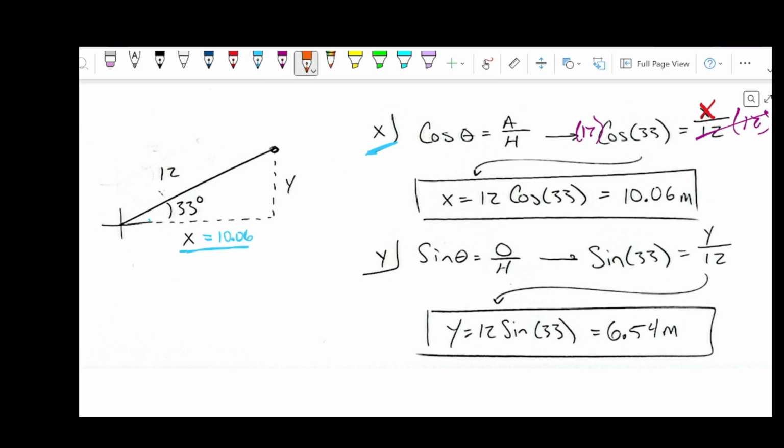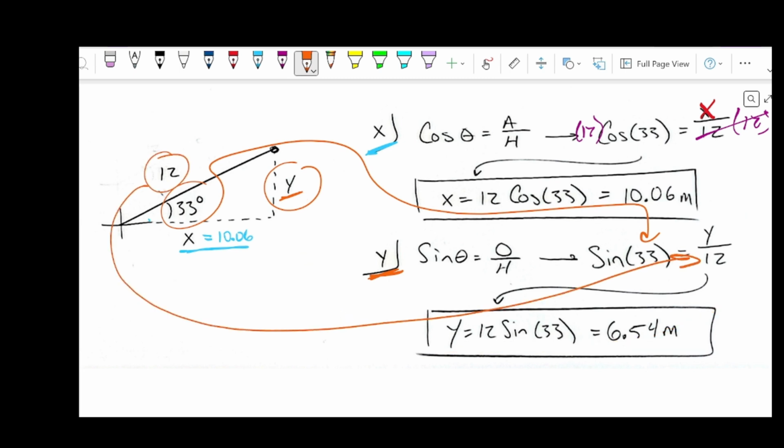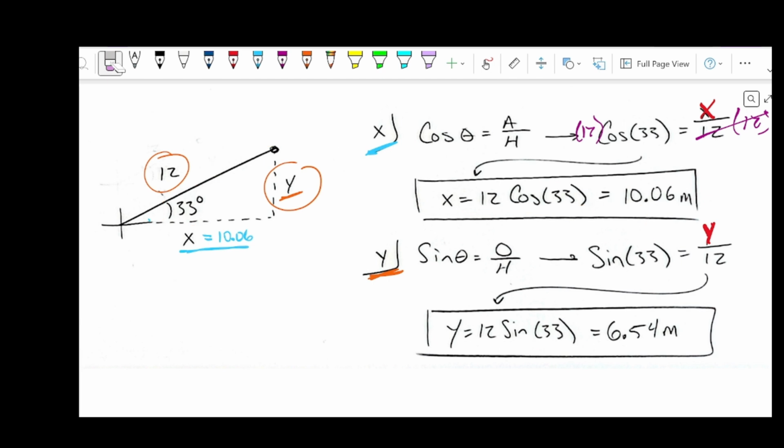Let's do the y as orange. So the y, I'm going to do the same thing, except instead of the cosine, the y is going to be opposite to the 33. So I got opposite of my angle, which is going to be a sine. Y is going to be the sine of theta over H. Plug in my 33, and then finally, remember your hypotenuse is 12. Make my y red because that's what I want to focus on, and erase all these lines. And what I have here is y equals, do the same thing I did before, 12 sine of 33. 12 sine of 33 is going to be 6.54 meters.